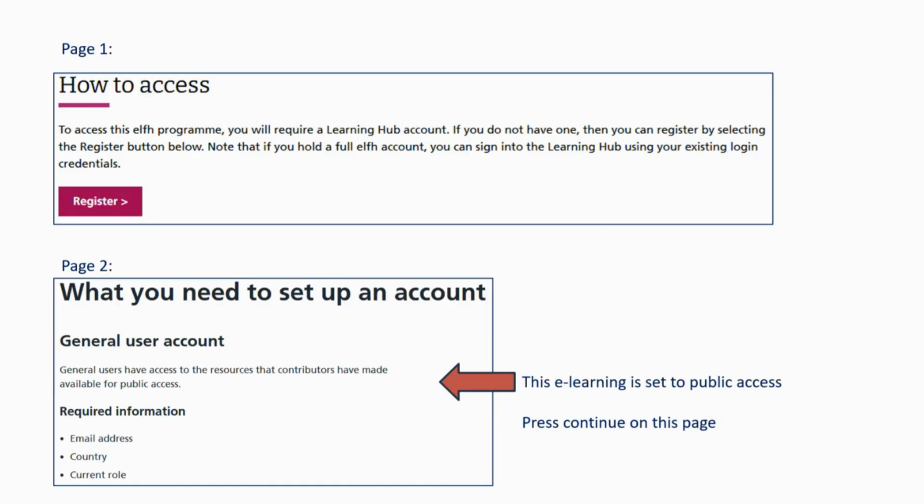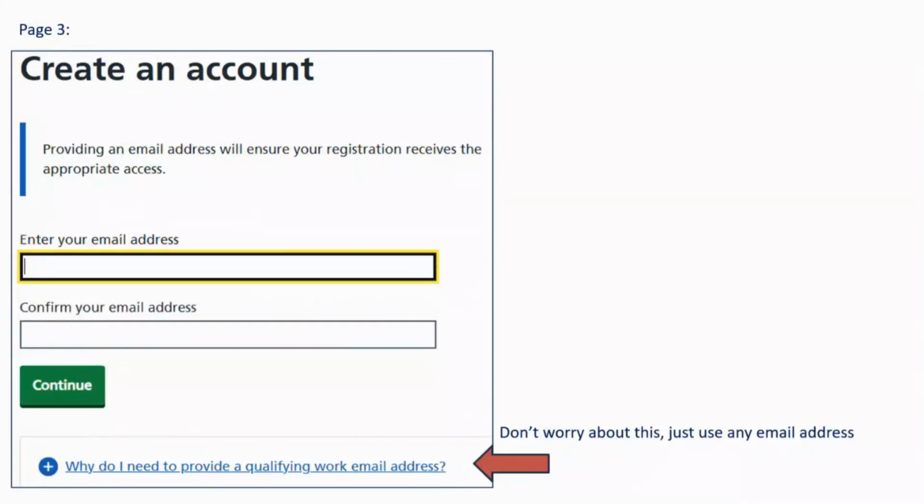So I've gone page by page, and on the e-learning platform, it asks you to register, and it tells you what the required information is: the email address, the country, and current role. You don't need to have a professional role there. You can tick the option of carer. If we go on to the next slide, you have to enter your email address. Don't worry about the little bit of wording that says about a qualifying work email address. That's only for the full accounts. Just use any email address when you're creating an account. And next slide, please.